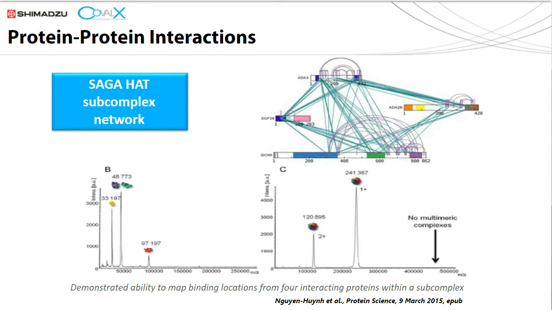Finally, one last additional protein-protein interaction, and again, there's many of these. Feel free to reach out to Shimadzu or myself if you're looking for additional examples. But a SAGA HAT subcomplex, this was a more advanced protein-protein interaction network, and using the high-mass MALDI, they were able to characterize stoichiometry and the interaction of some of the different subcomplexes of this network and submit to this publication.